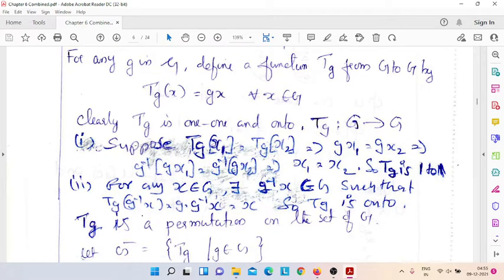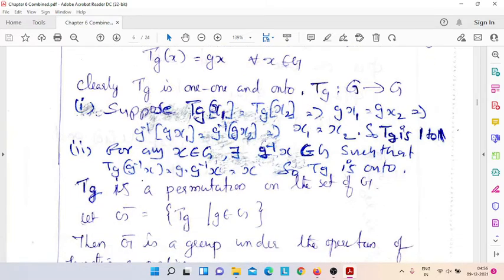To establish that Tg is 1 to 1, first we suppose that Tg of x1 equal to Tg of x2, and that happens in G itself. Tg x1 is a member of G, and Tg x2 also. Suppose these two images are the same, then gx1 equal to gx2. Pre-multiplying both sides by g inverse, we get g inverse of gx1 equal to g inverse of gx2, and this gives x1 equal to x2. So Tg is 1 to 1.